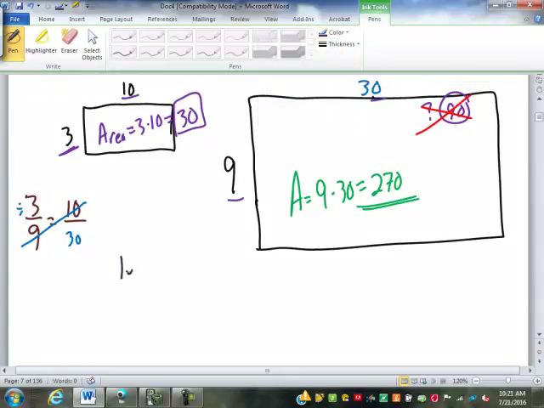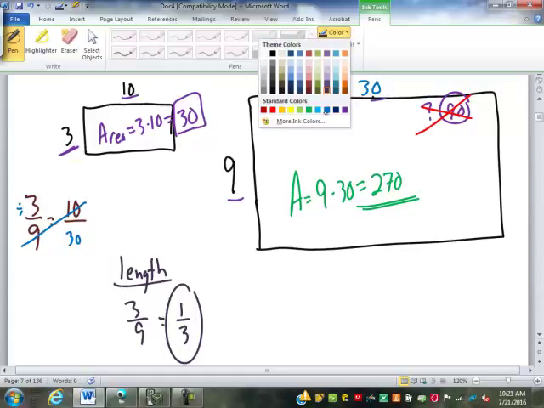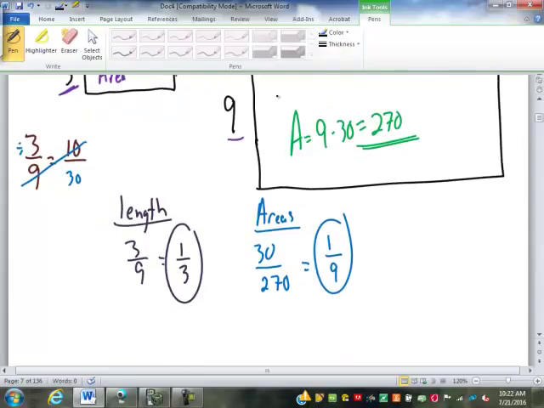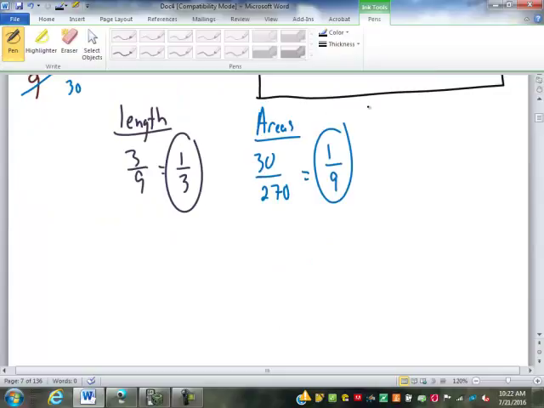So let's look at our ratio of lengths here. Our ratio of lengths was 3 to 9, which reduces to 1/3. Our ratio of areas is 30 to 270. Both of those can divide by 30, a 1 to 9 ratio. Not the same, is it? Well, let's keep that in mind and let's look at another example.